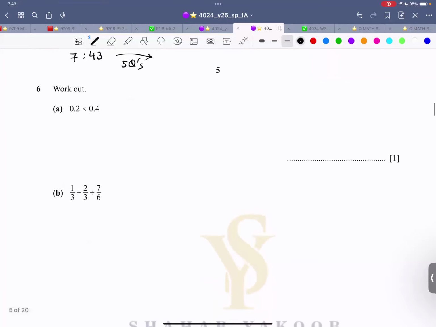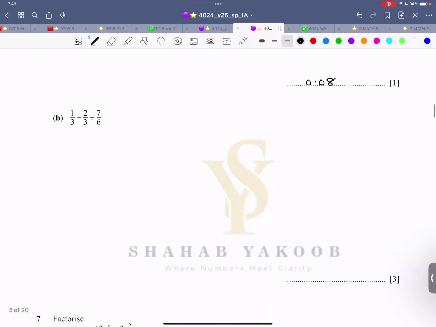Work out 0.2 into 0.4. So 0.2 is 2 over 10, 0.4 is 4 over 10, 2 into 4 is 8 over 100. I can leave the answer as it is, or I can write this as 0.08.